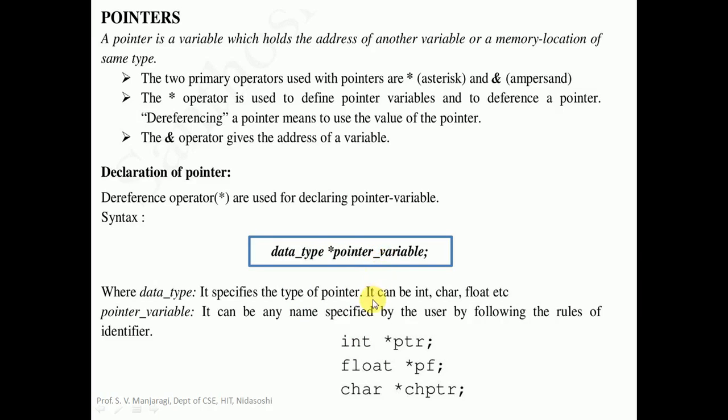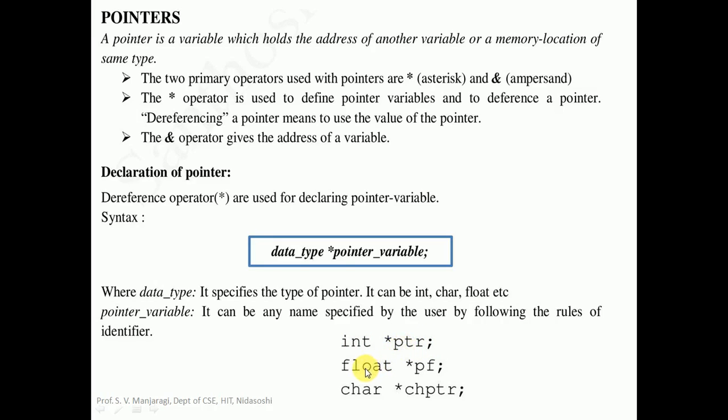For example, here we have taken data type as int, followed by asterisk, that is a star, then ptr. So this statement is basically declaring a pointer variable ptr of the type integer. So this pointer variable can store address of an integer typed variable.